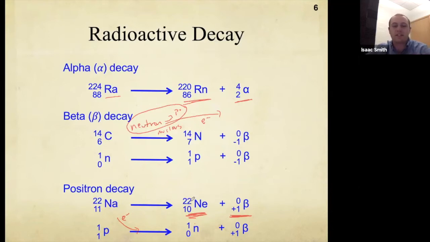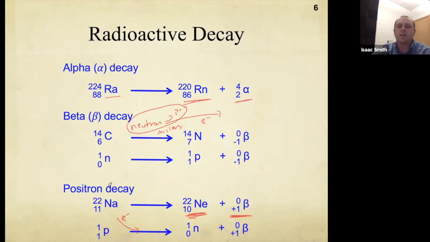So, and then just to double check if you're writing this out, like a homework question or a test question, 10 plus 1 would equal 11, which is the same number of protons on the left side. 22 plus 0 equals 22, which is the same mass on the left side as well.